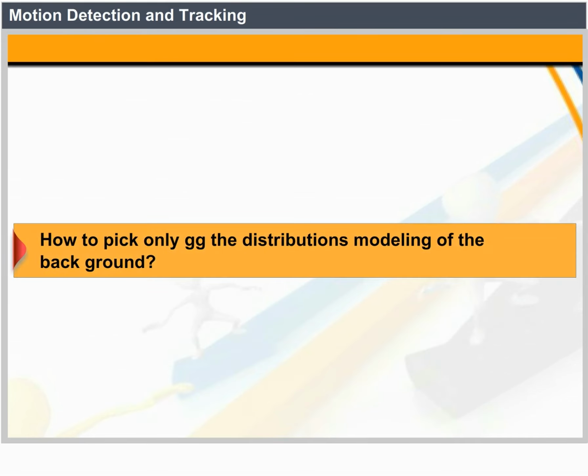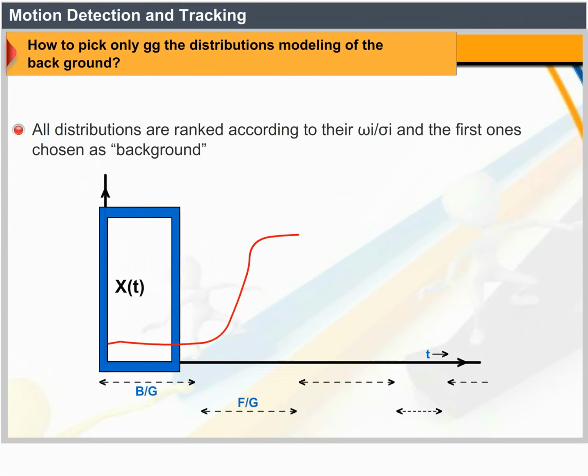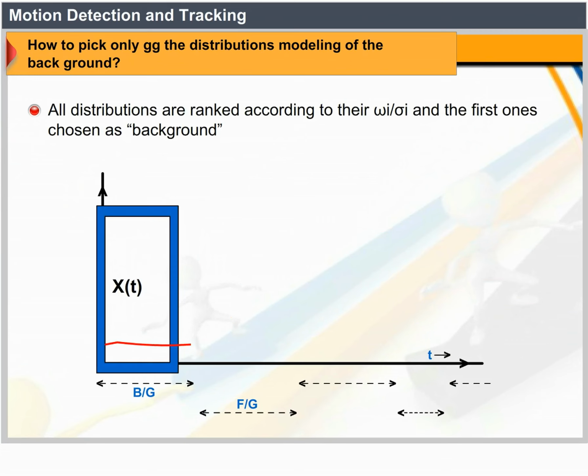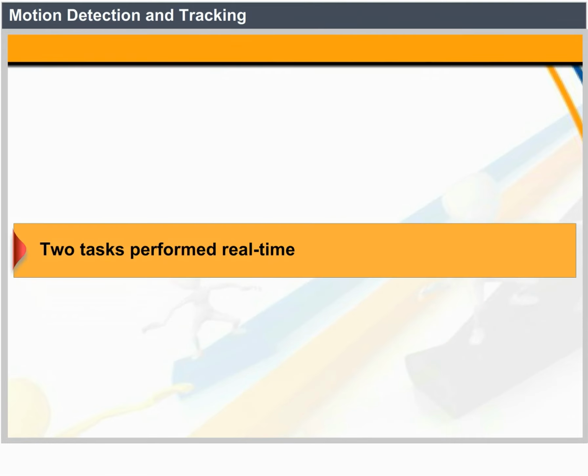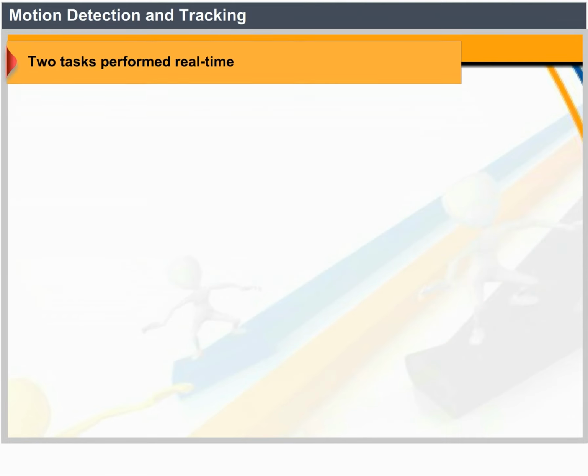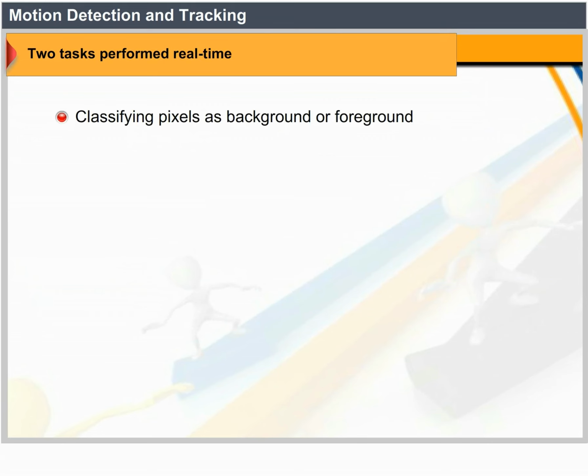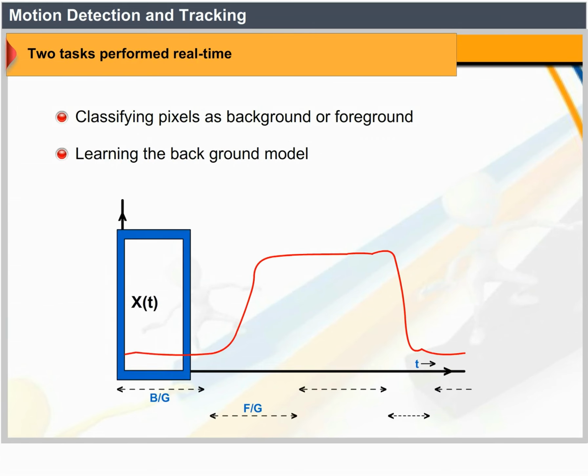How to pick the distribution models of the background. All distributions are ranked according to their omega i by sigma i, and the first one is chosen as background. Two tasks performed in real time: classifying pixels as background or foreground, and learning the background model.